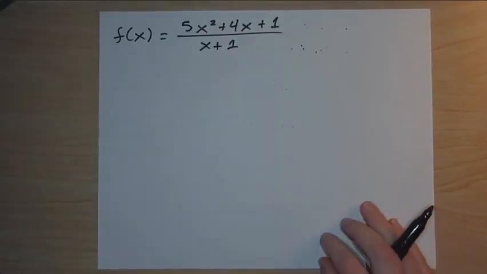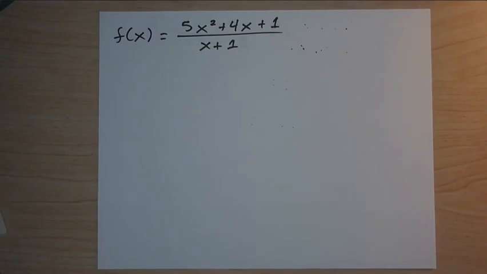Moving on to this example, we have f of x equals 5x squared plus 4x plus 1 divided by x plus 1.